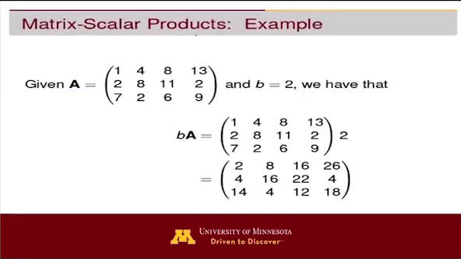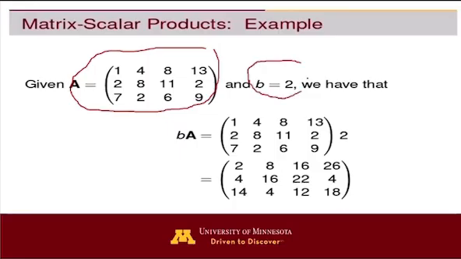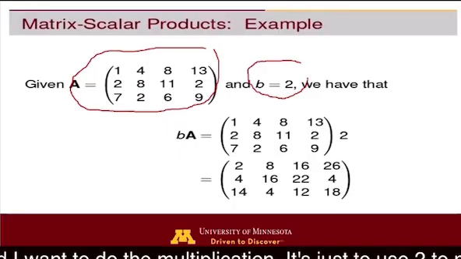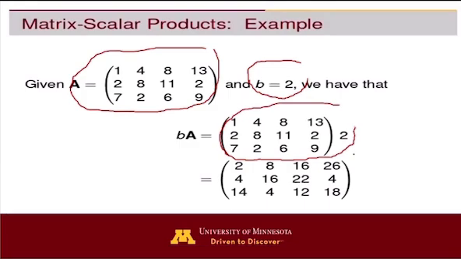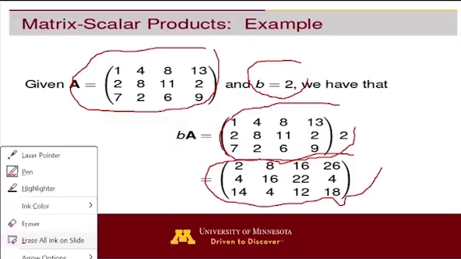If I have a matrix A and I have a scalar B equal to 2, and I want to do the multiplication, it's just to use 2 to multiply a single element in the matrix, 2 times 1, 2 times 4, and so on like that. That's going to give me this. Done.